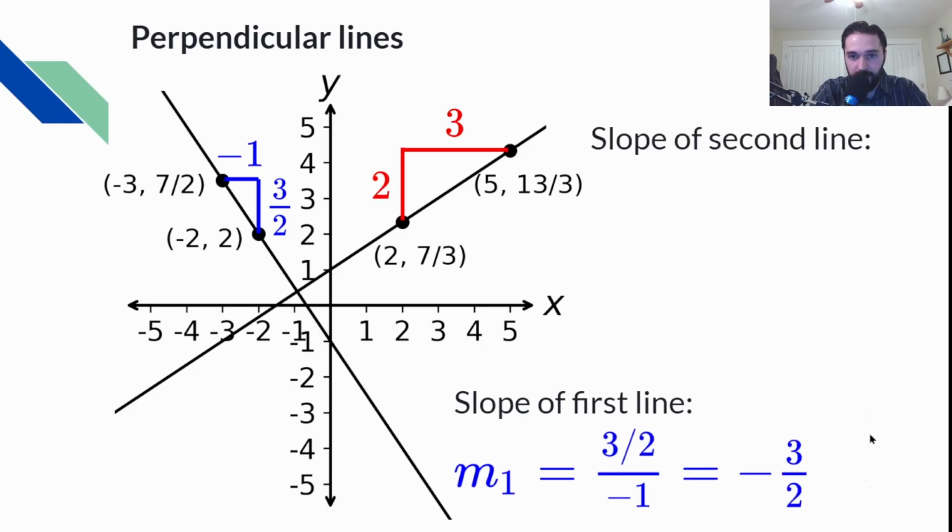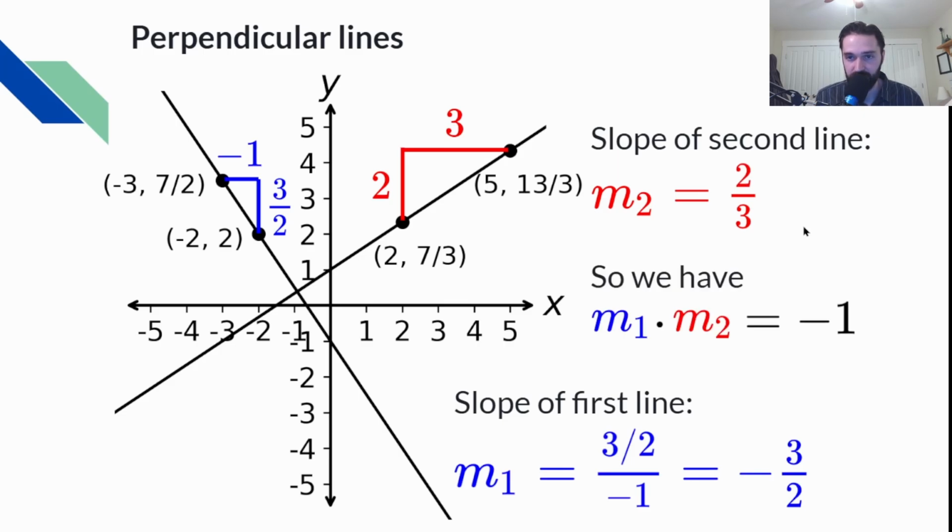And the slope of the second line, we'll call it M2, is 2 over 3. So look at this, this is pretty interesting. M1 is negative 3 halves and M2 is 2 thirds. If we were to multiply those together, everything would cancel and we would be left with negative 1. A negative times a positive is a negative. So M1 times M2 equals negative 1. So what does that mean?